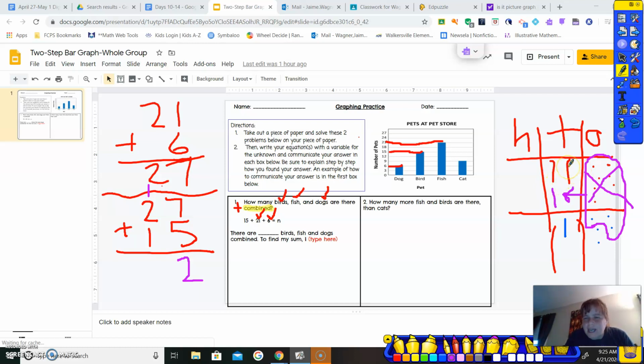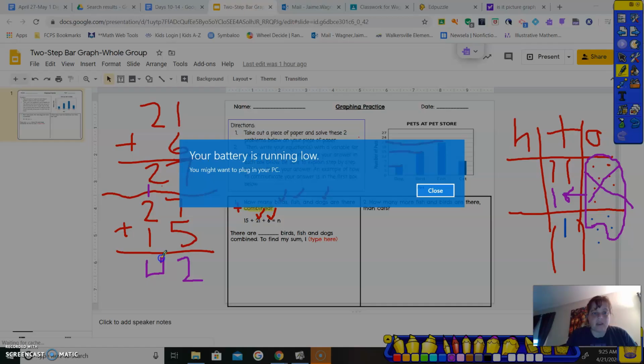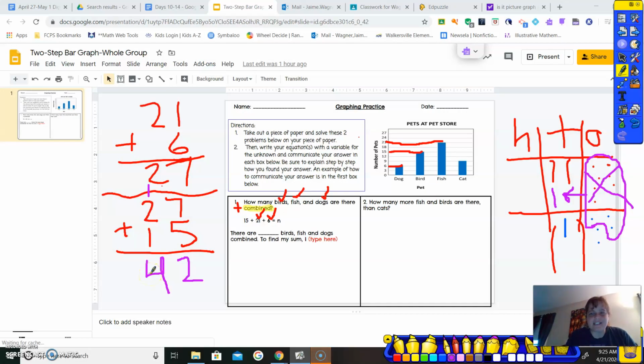Now let me count how many tens I have. 1 ten, 2 tens, 3 tens, 4 tens. Okay, let me come over here. 1 ten plus 2 tens is 3 tens, plus 1 more ten is 4 tens. So both of these match up. So it looks like my sum is 42.